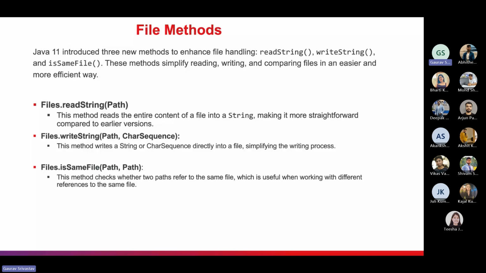And the third one is isSameFile. We basically use this method for checking if two paths refer to the same file or not. Previously there wasn't any straightforward method like Files.isSameFile to check whether two paths refer to the same file, so developers had to do it manually. This drawback in previous versions was resolved in Java 11. You just have to pass the paths for both files, and Files.isSameFile will check the paths. If they refer to the same file, it returns true.